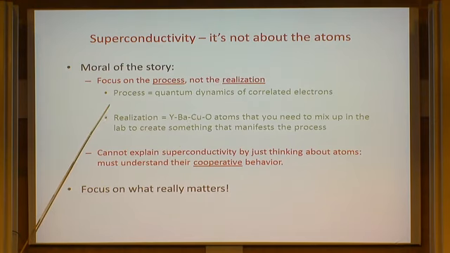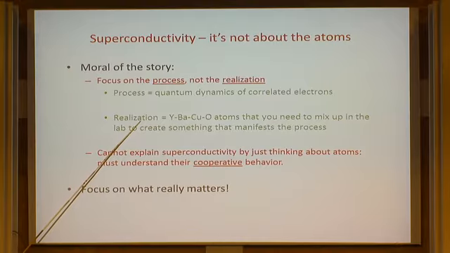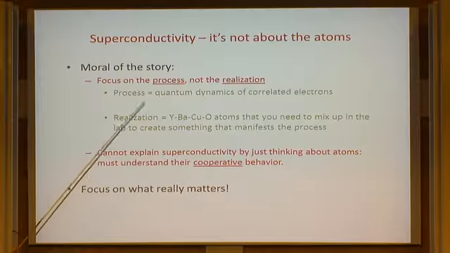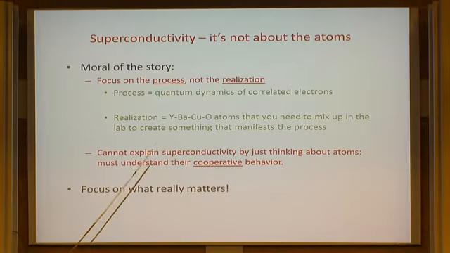Now, what do I mean by that? Well, process means the quantum dynamics of correlated electrons. That's the important thing. The realization is what you need to do in the laboratory to make something that does this. So in the case of the high temperature superconductors, you mix up yttrium, barium, copper, and oxygen, stir them up in the lab, shake and bake, and you can make a high temperature superconductor. Even a high school kid could do it.